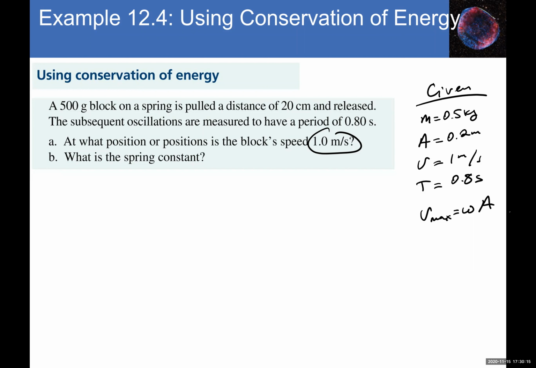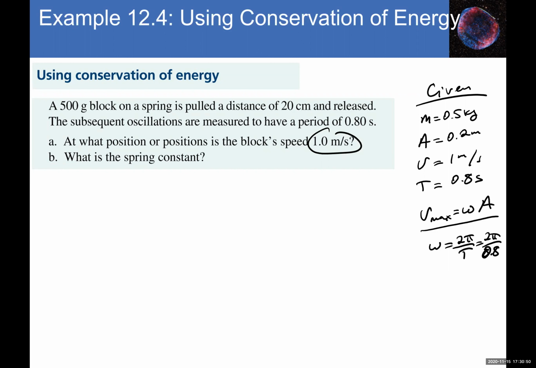It's asking you to find the position for a given speed, but again, the easiest thing is to find the maximum speed and see if it's the maximum speed or not. We don't have omega, but we have the period. Remember, omega is 2 pi over the period. So I can find that: 2 pi over 0.8, and use that to find omega.